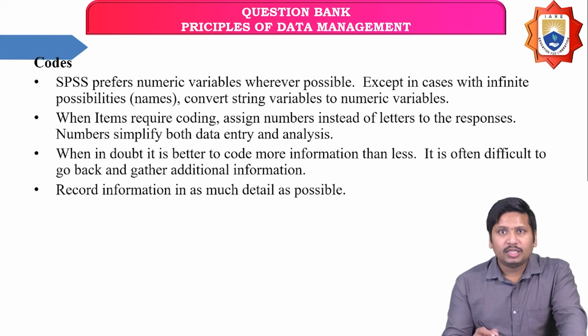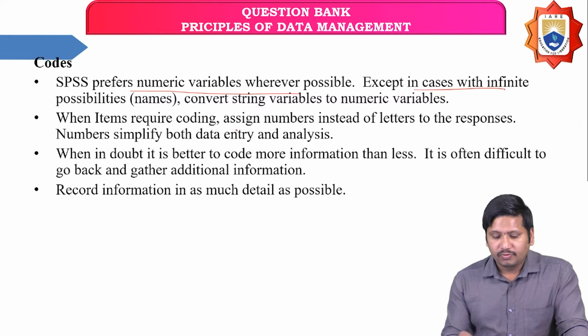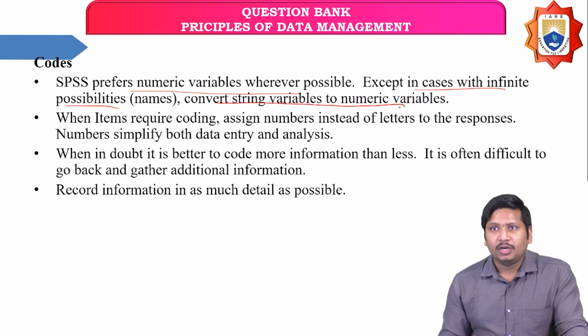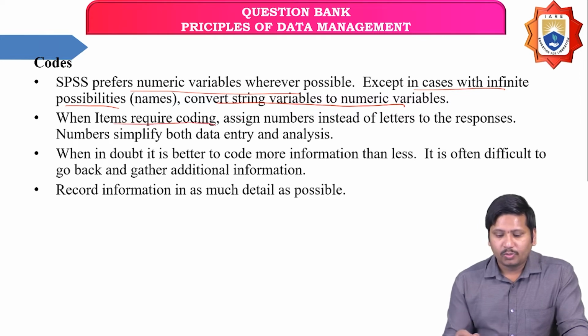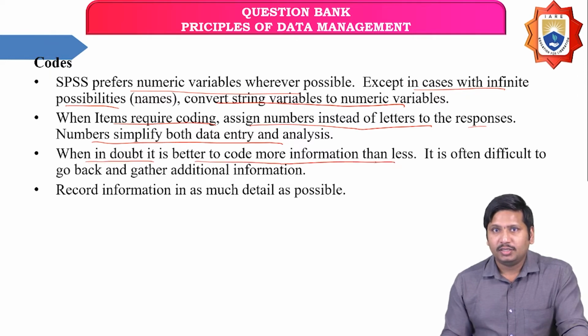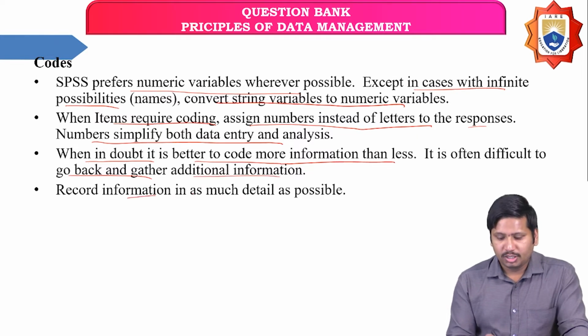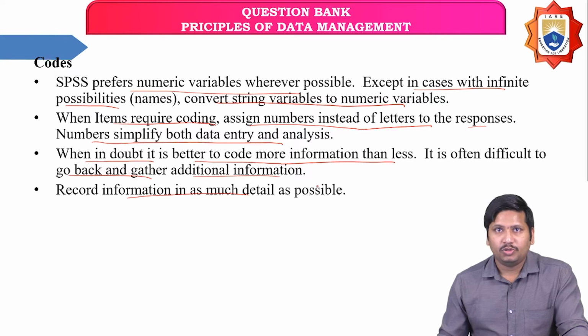Codes. SPSS prefers numerical variables whenever possible, except in cases with infinite possibilities like names, so we convert string variables to numeric variables. When an item requires coding, we assign numbers instead of letters to the responses, and numbers simplify both data entry and analysis. When in doubt, it is better to code more information than less, because it is often difficult to go back and gather additional information. So record information in as much detail as possible.